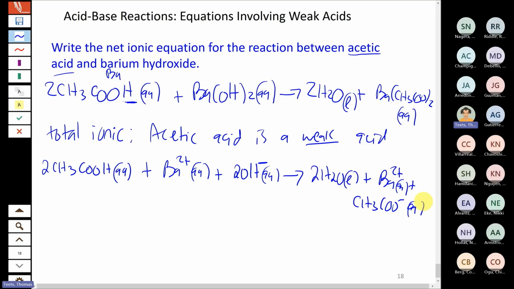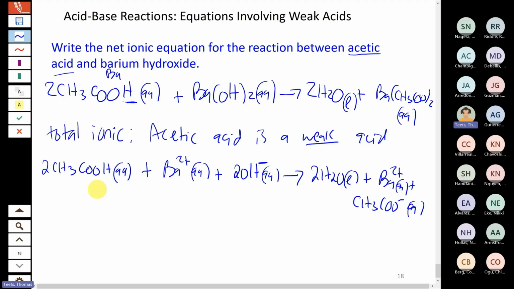So it looks a little bit different now because on the reactant side, we did not separate out both reactants, because one of the reactants was a weak acid. It mostly stays as just CH3COOH without dissociation. Only a little bit of dissociation occurs with weak acids.